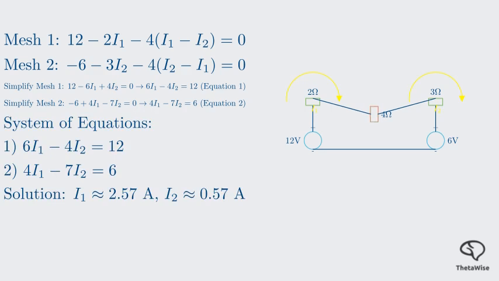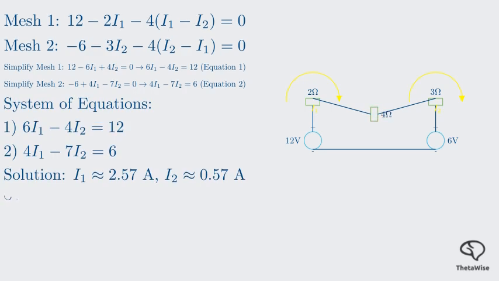The question asked for the current through the 4-ohm resistor. This is the net current I1 minus I2. So 2.57 minus 0.57 gives us 2 amperes. And that's how we solve a two-mesh circuit.